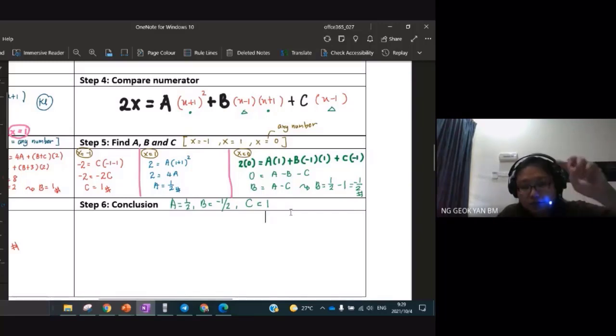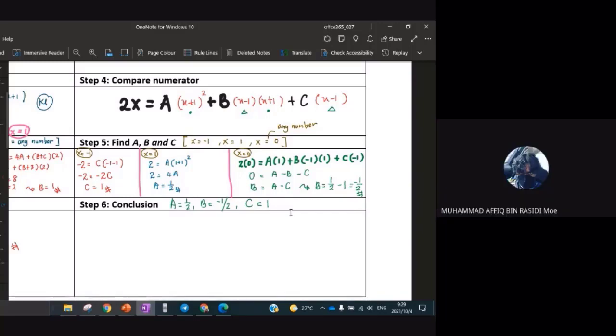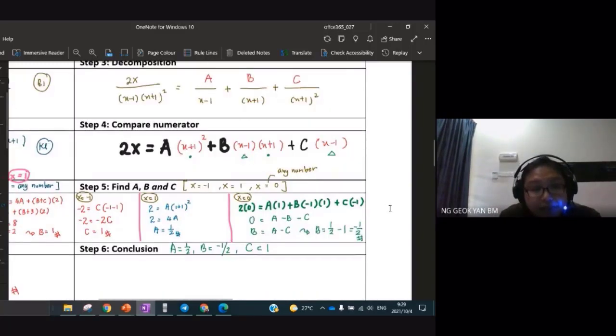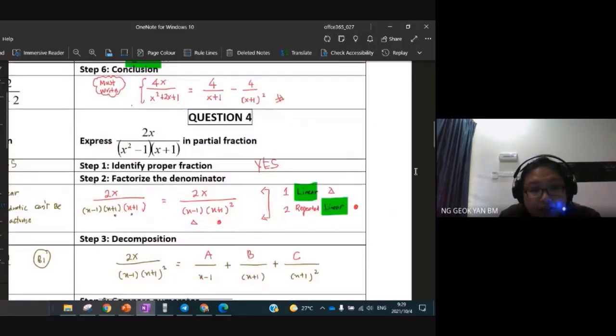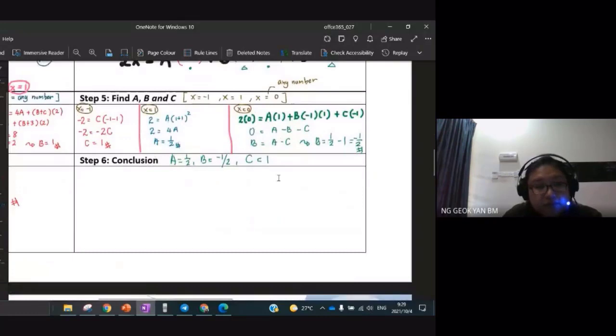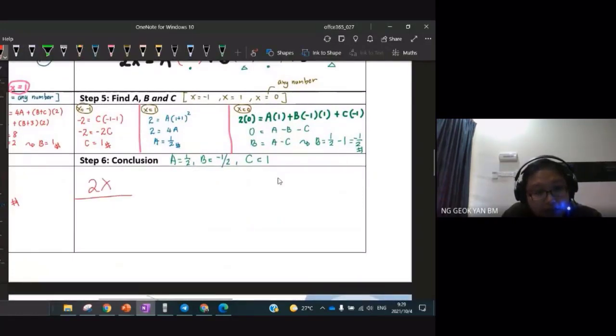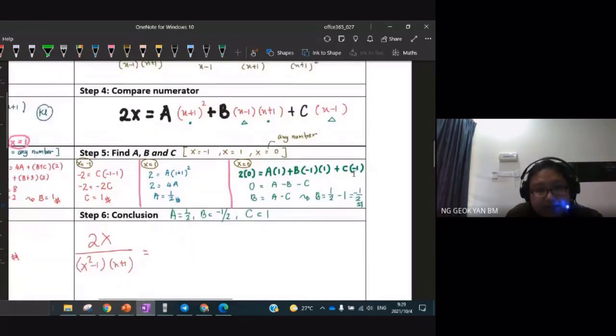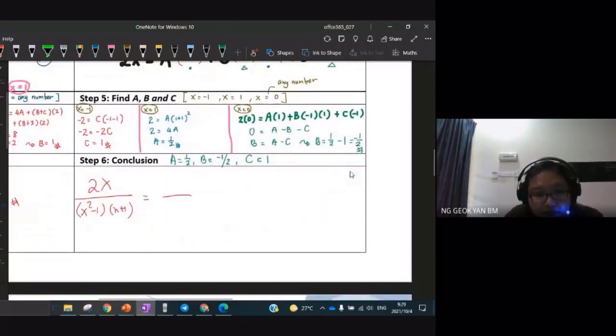Okay, so far so good for this part. Yes, if you have no problem with it, then lastly we have to draw the conclusion. So the step 3 conclusion. On the left side, write back the original, 2x over x square minus 1, x plus 1 equals to. So we look at the step 3 decomposition, A, B, C. Okay, so you write it first.